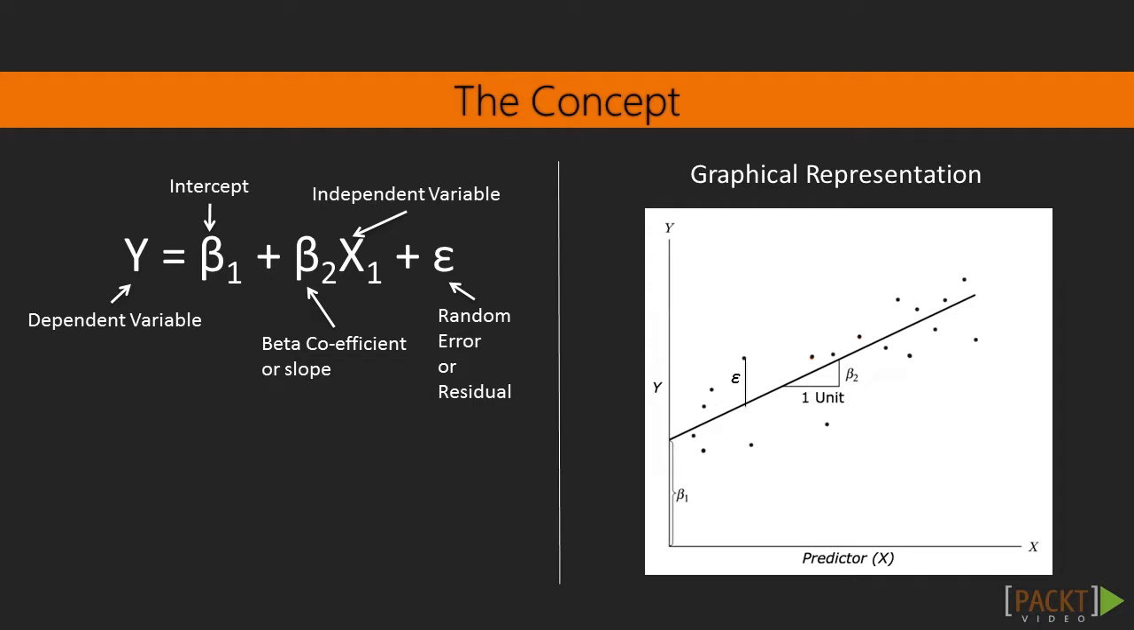The distance between the actual point and the predicted point, measured along the y-axis, is called the residual. Note that the residual is the line in black, measured along the y-axis, and not the line in red, which is the perpendicular distance from the line of best fit.